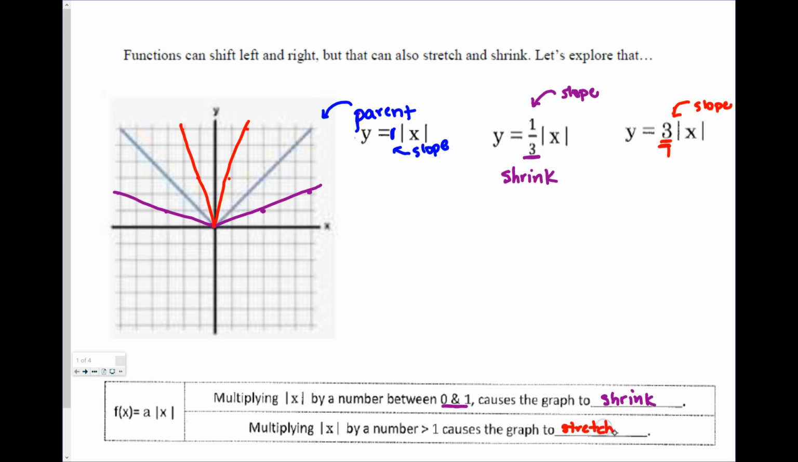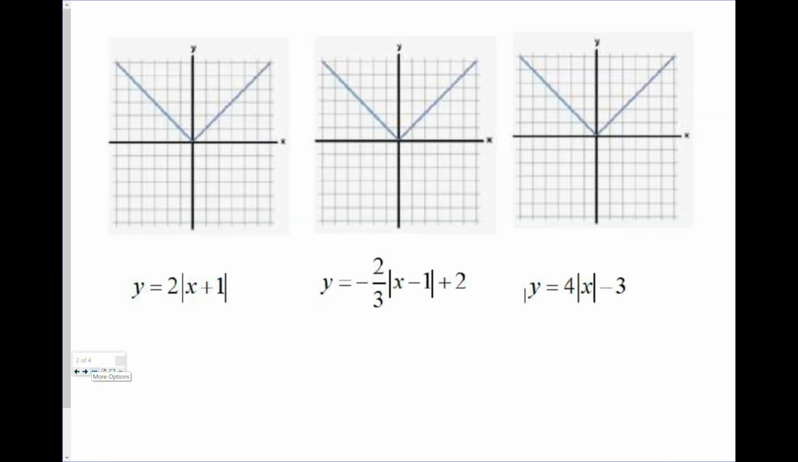So we call these two different changes in the parent function a stretch and a shrink. So anytime the number is bigger than 1, then it's going to be a stretch. So let's practice putting this all together with what we learned before. Now we're going to put together left-right shifts, up and down shifts, and stretching and shrinking.